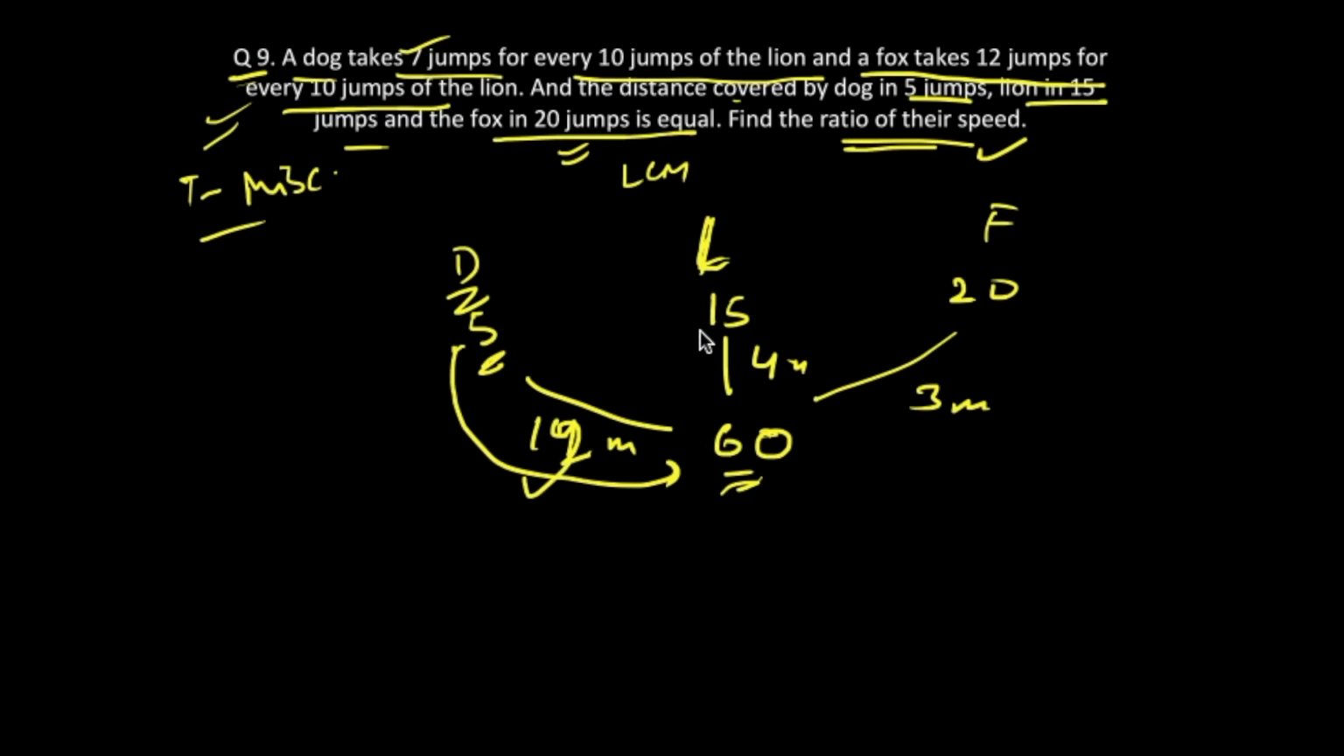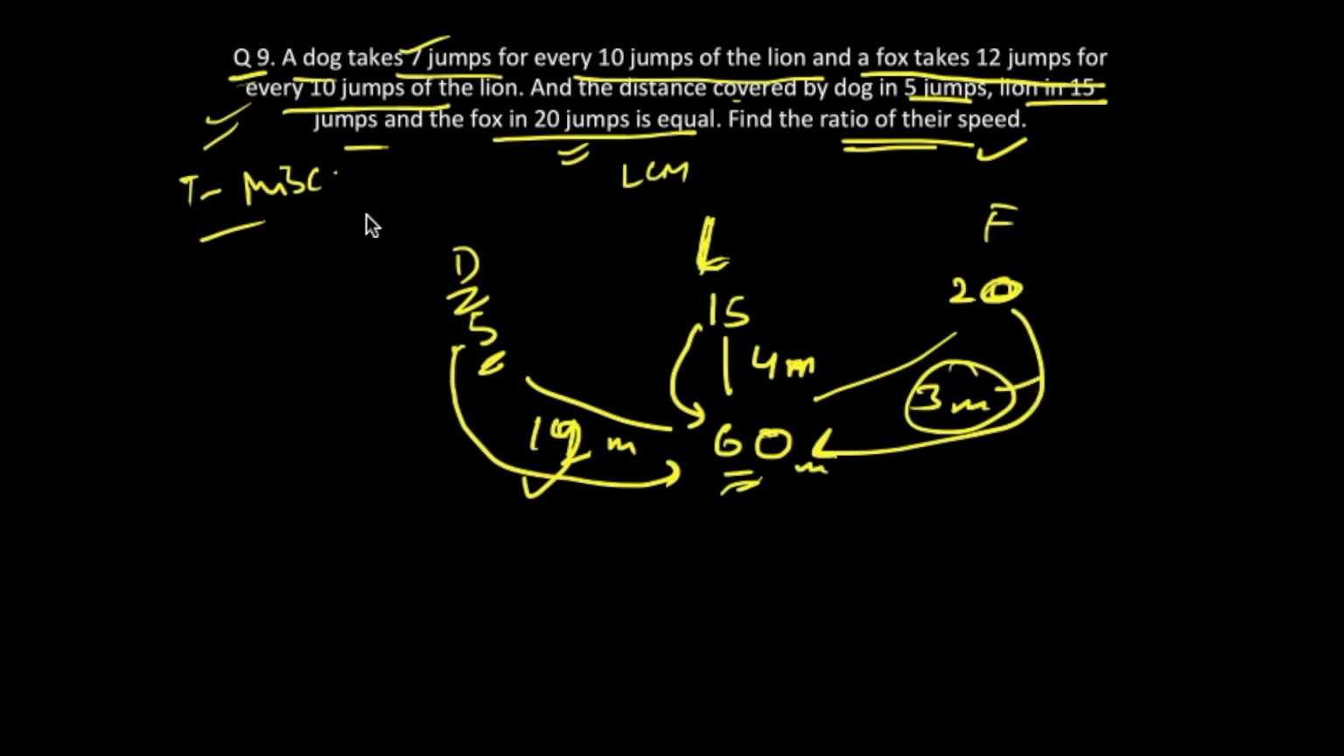Similarly for lion, he is covering 60 meter in 15 jumps, so every jump would be that of 4 meters. And similarly for fox, 20 jumps are dealing with 60 meters, so every jump would be worth 3 meters.